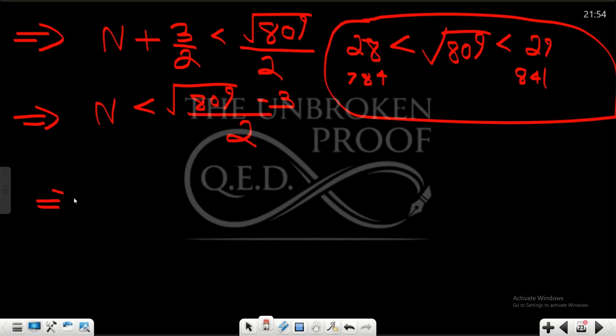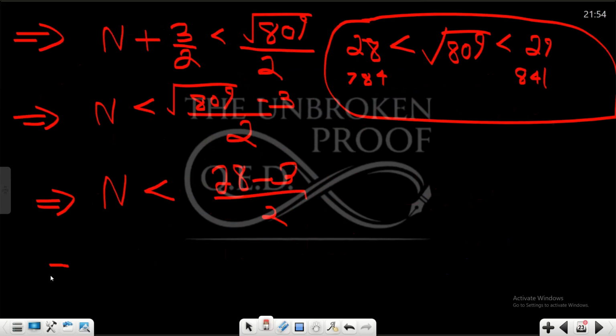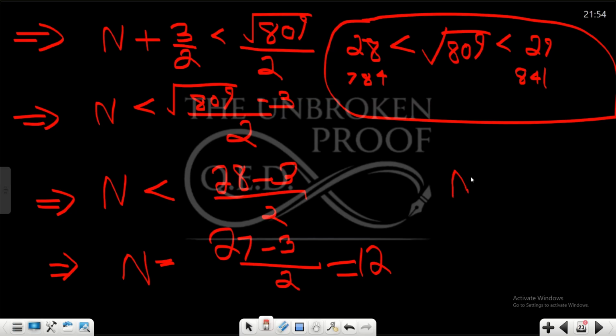So this is quite clear that n should be less than 28 minus 3 by 2, but the problem is that if we subtract 28 and minus 3, you will get 25, and 25 is not a multiple of 2, so here you will not get an integer at all because they are asking for a positive integer. So that's why we have to take the value of n as 27 minus 3 by 2, and if we calculate, you'll get this as 12. So n equal to 12 is the final answer for this question.